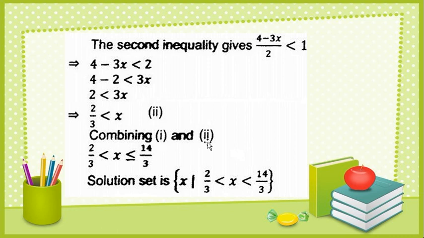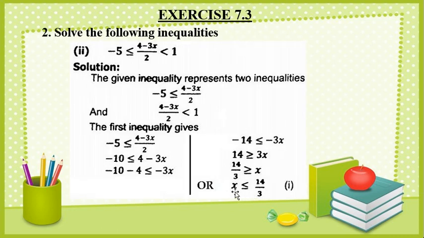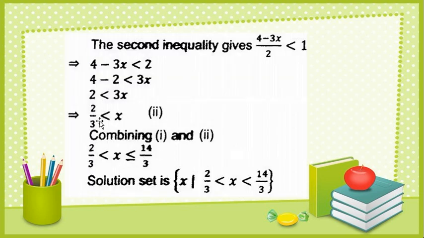Now I am going to combine the first and second. So this is the first one, that x is less or equal to 14 upon 3, and this one is the second one, that 2 upon 3 is less than x. So when we are combining, I will write x in between. We are writing the solution this way. The value of x will be in between the two inequalities, and the constant values will be on the right and left side. So 2 by 3 is less than x is less and equal to 14 upon 3. This is the final solution of the given double inequality.